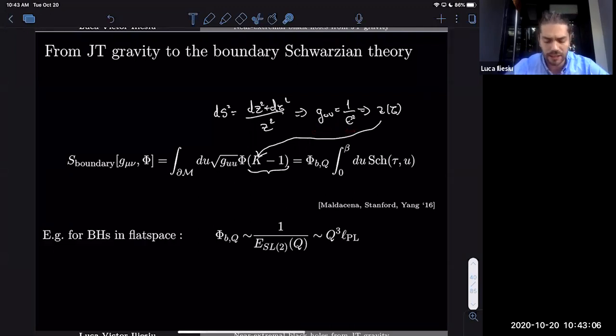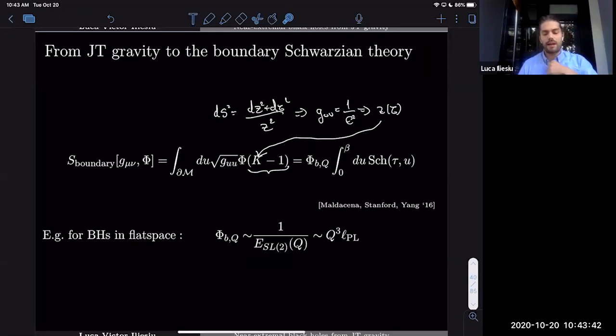And the important fact here is that the constant value of the dilaton appears, this phi_b of q. It just turns out that, for instance, for black holes in flat space, this boundary value of the dilaton that separates the near horizon region and the far away region can actually be rewritten in terms of the E_SL2 scale that I mentioned earlier in the talk. So this is how E_SL2 appears in my computation. It appears through the boundary value of the dilaton that separates the two regions.